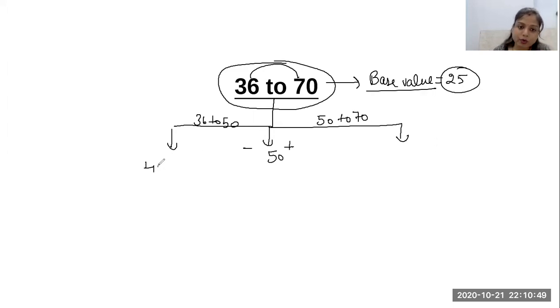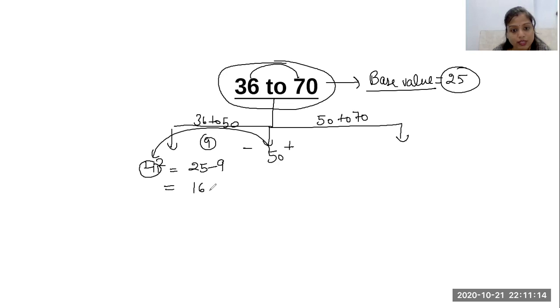Take any number, say 41. We want to calculate the square of 41. What is the first step, guys? Learn the steps and you will find the answer. Don't learn the digits. First we find how much 41 is less than 50. 41 is less than 50 by 9. Then we subtract 9 from 25, and we get 16.